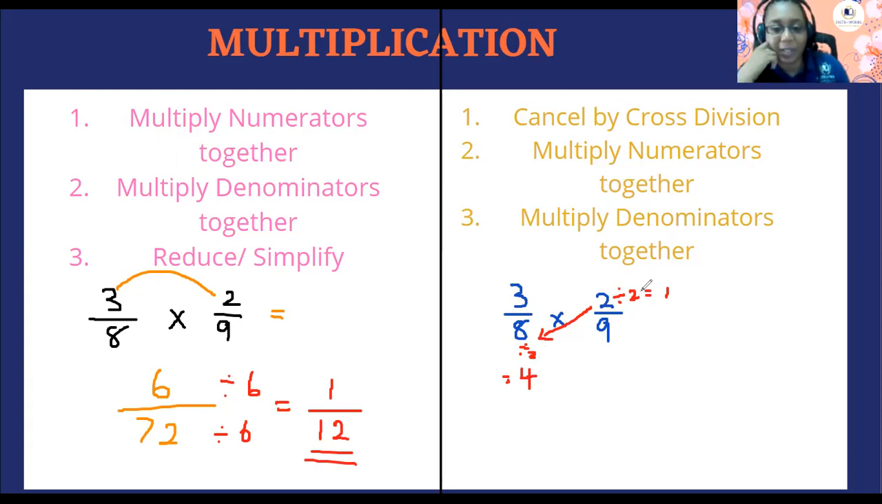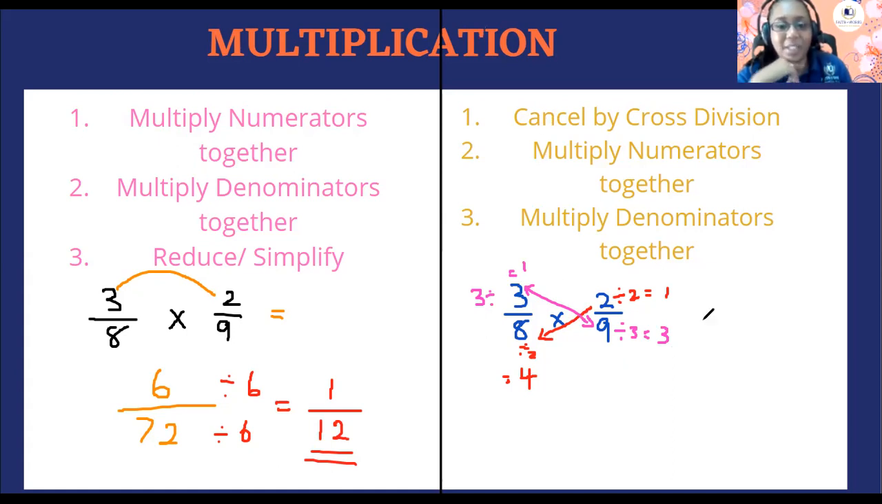So our new numerator up here is 1. The new denominator up here is 4. Right, now we head to the next one. Let's go over here. So our next cross cancellation, right? We have 3 and we have 9. What number could go into 3 and 9? That number is the number 3. So 3 divided by 3 will give us 1, and 9 divided by 3 will give us 3. Right, we have just canceled it out.